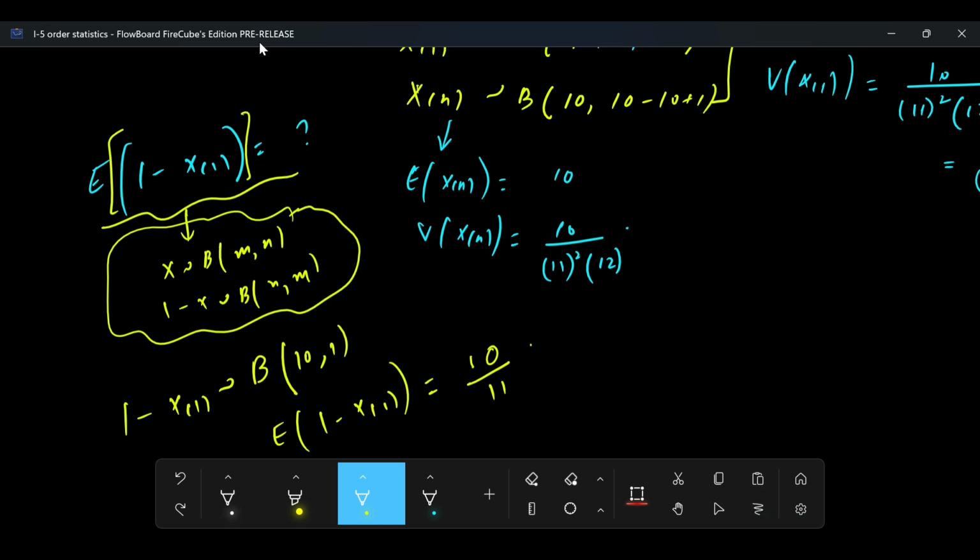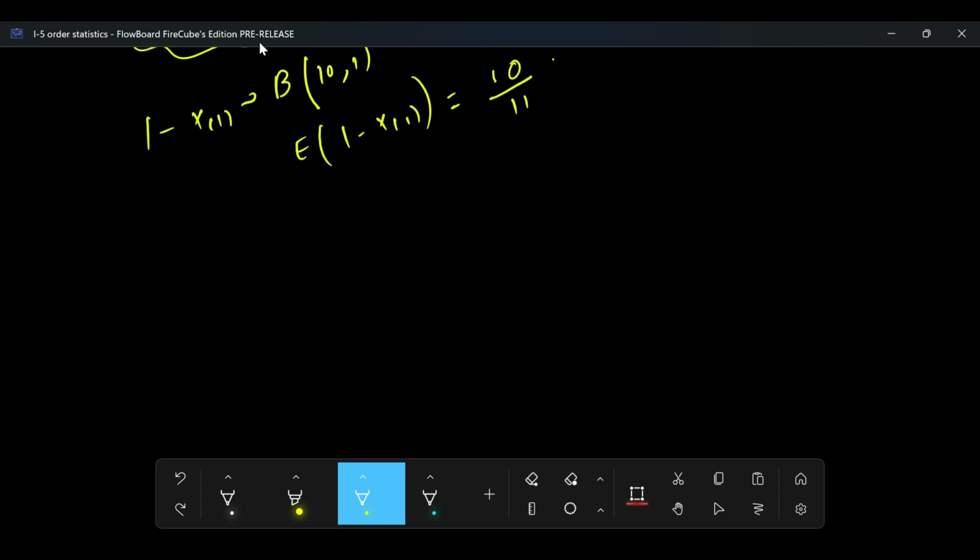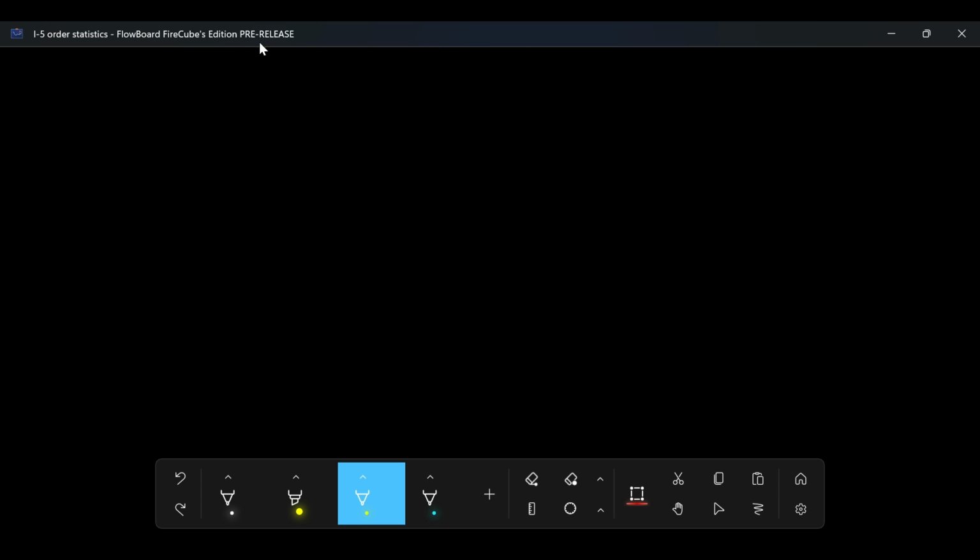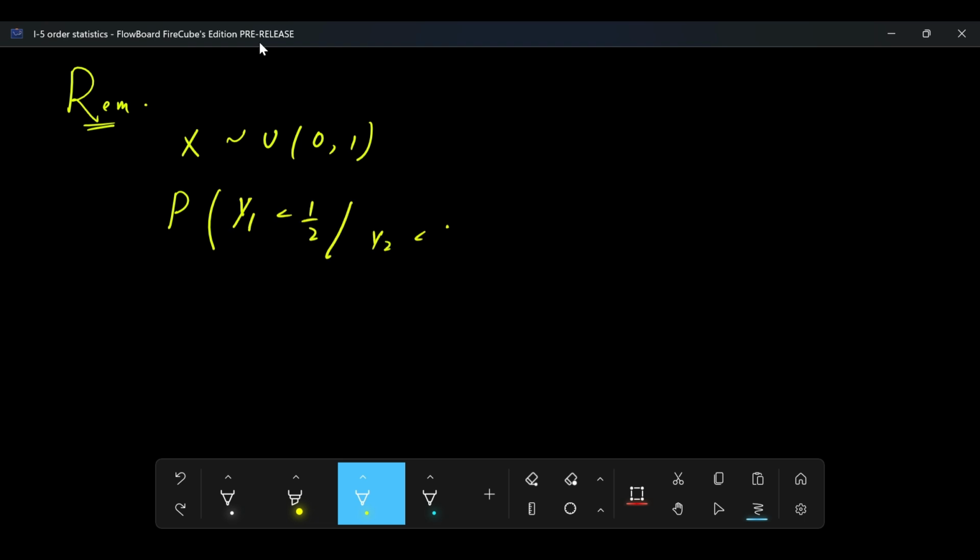Now, most important concept here. What is that concept? Let's see. Remember, x follows uniform 0 comma 1. Find probability y1 less than 1 by 2, y2 less than 1 by 2. That's equal to 1 by 2. You have to prove this.